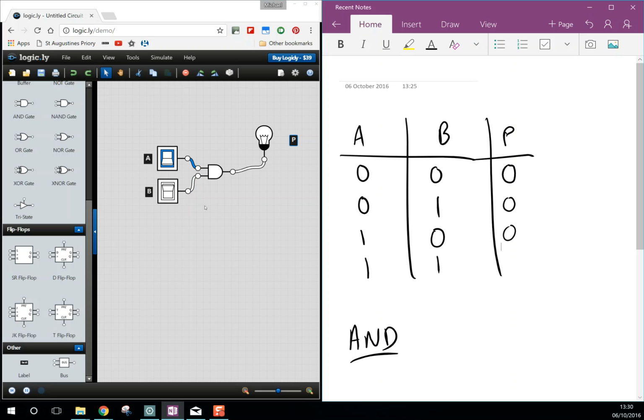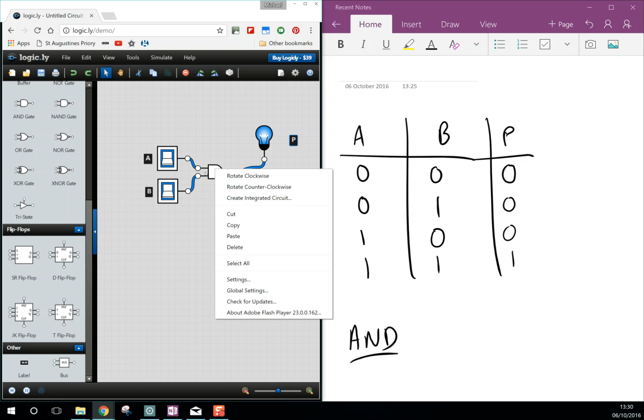However, what happens using an AND gate to the output when both of the switches are turned on? So A is 1, B is 1, P is also 1. So that is a truth table for a very, very simple circuit which just consists of an AND gate.